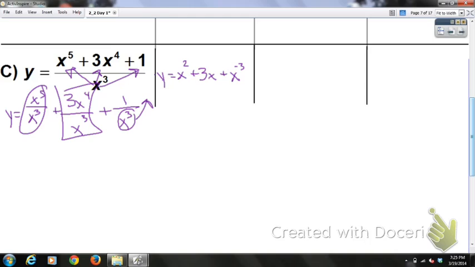Now that it's rewritten, we can now differentiate. So our derivative y prime is equal to, take our 2nd power, move it out front, so 2x to the 1st power plus 3 times, there's an invisible 1st power, so 3 times 1 times x to the 0 power, 1 minus 1 is 0, plus, take the negative 3, multiply it out front, negative 3 times x to the negative 4th.